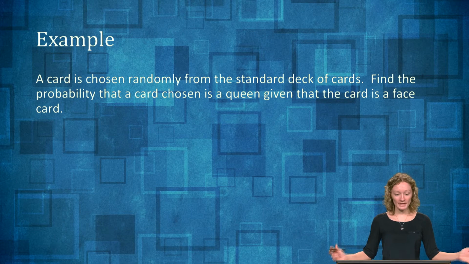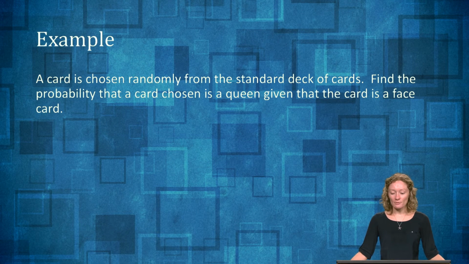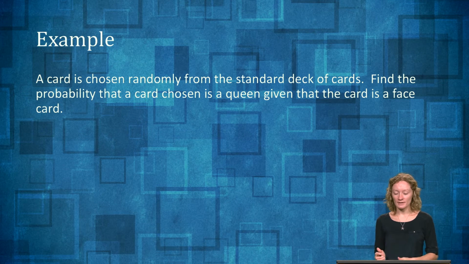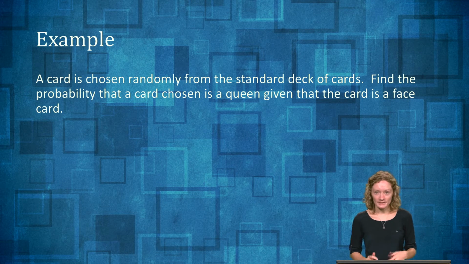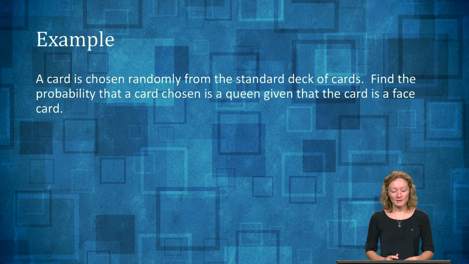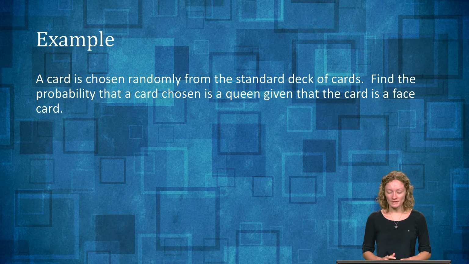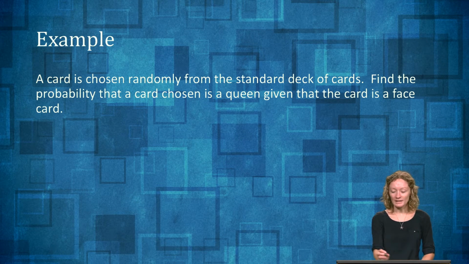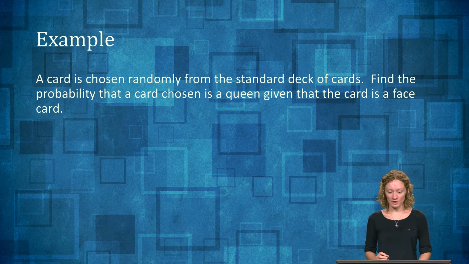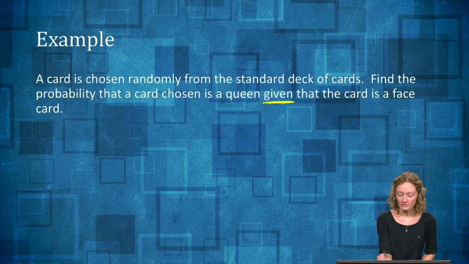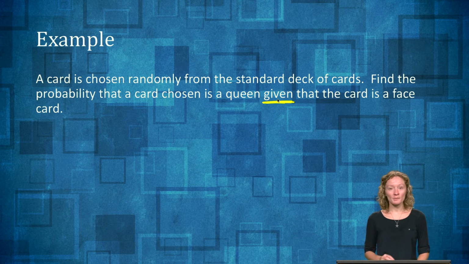All right, so what does it look like? A card is chosen randomly from the standard deck of cards. Again, if you don't know what that looks like, you can pull up this deck on another page. On a test, you would need to know it. Find the probability that a card chosen is a queen given that the card is a face card. There's the word given. The alarm bells go off. We know this is a different type of problem.